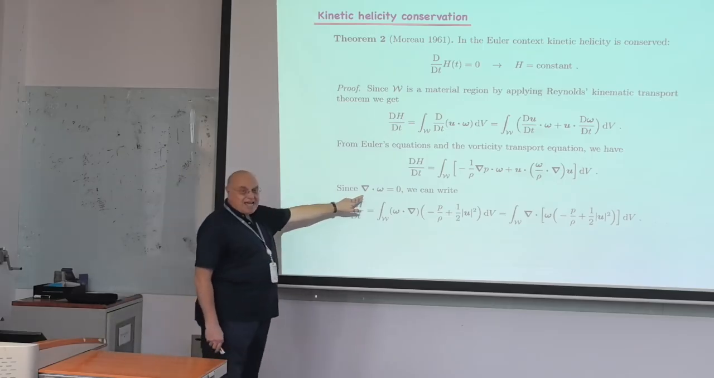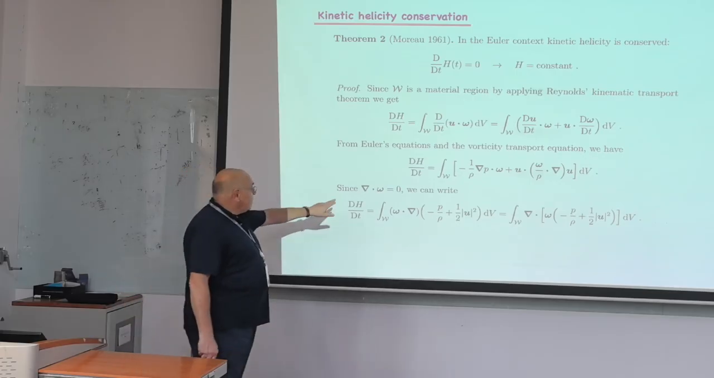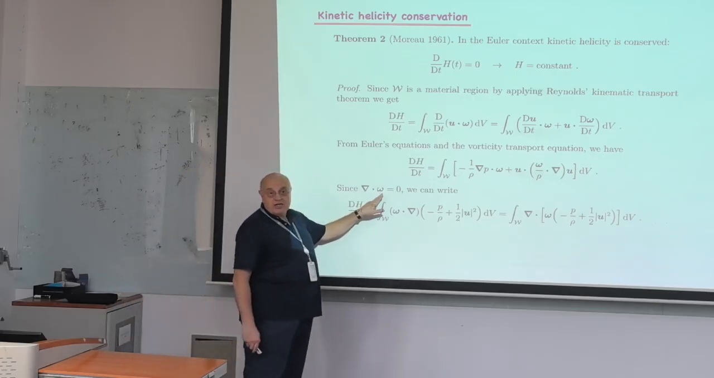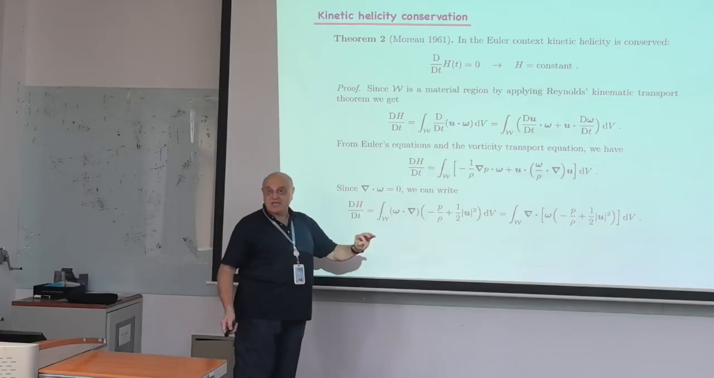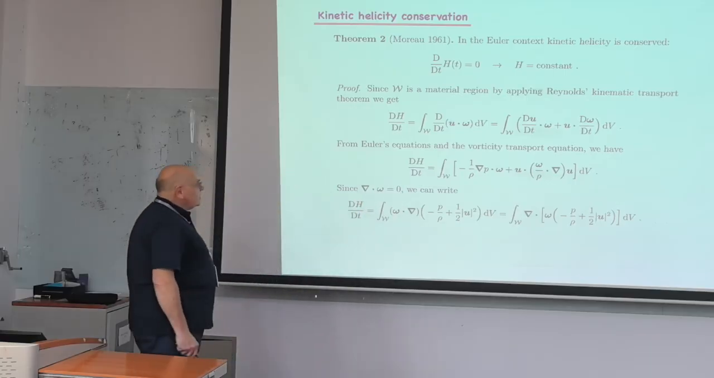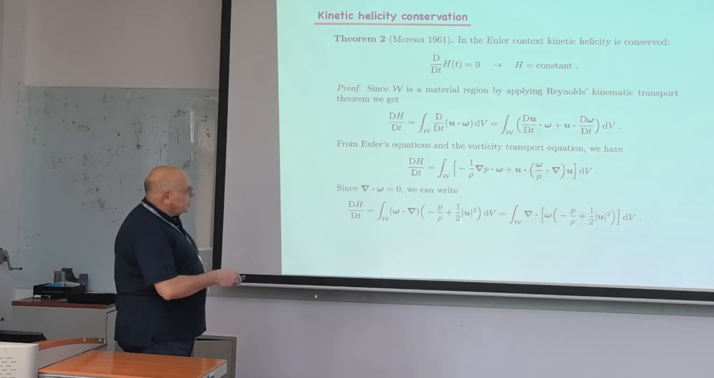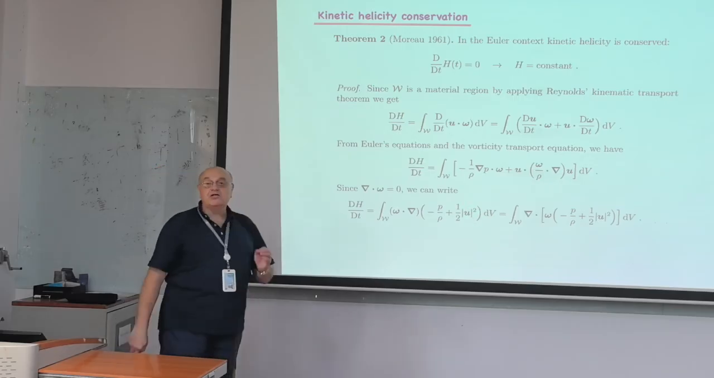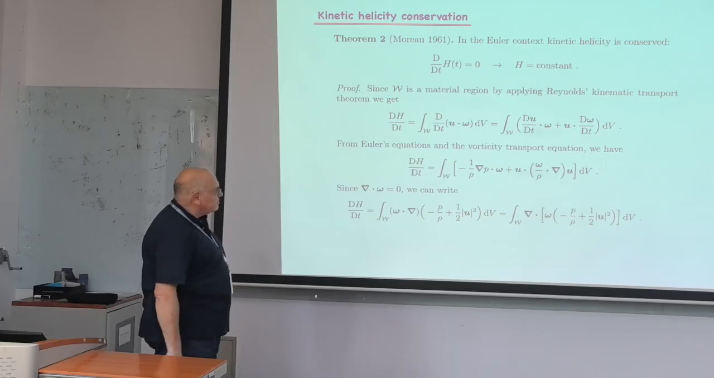We use again the divergence-less condition for omega. Remember, omega is the curl of the velocity. So this is always true. It's a kinematic statement. And then we can rewrite this integrand in this form. You see here, a half u squared is called the Bernoulli term, and then minus p over rho from here.